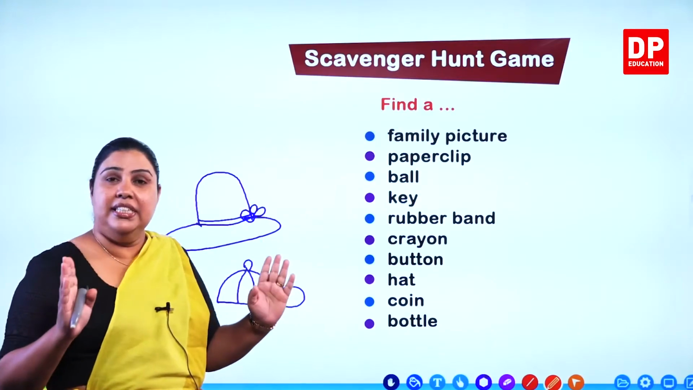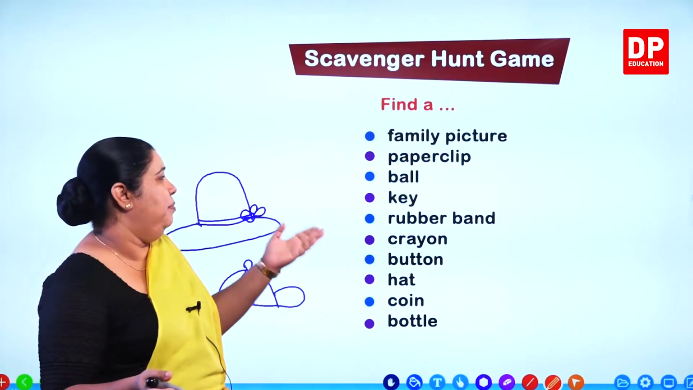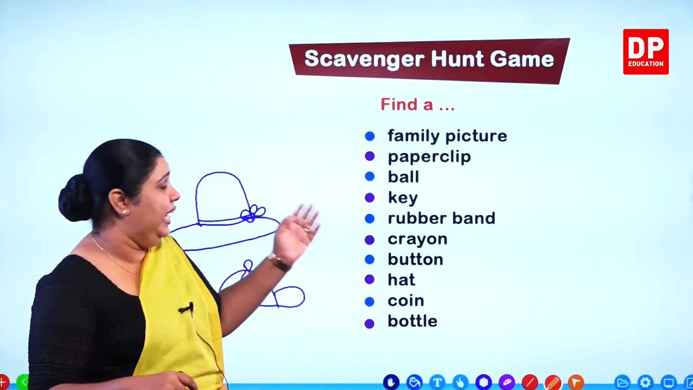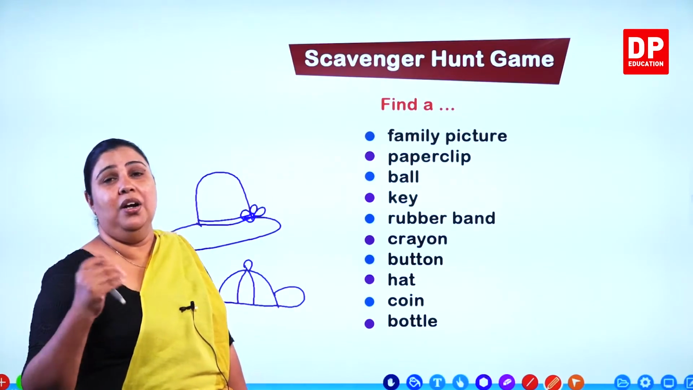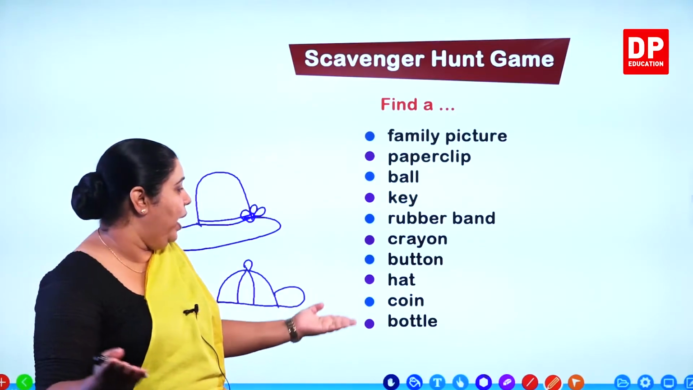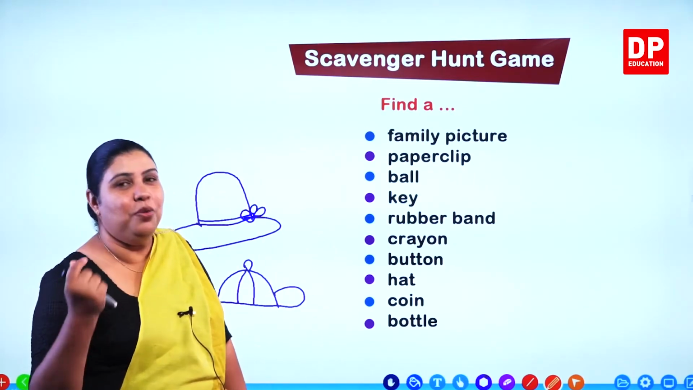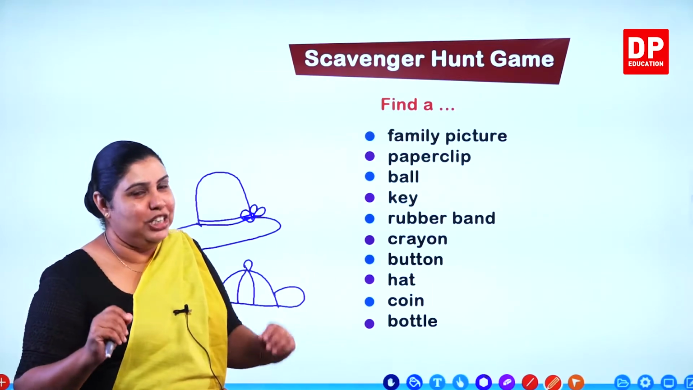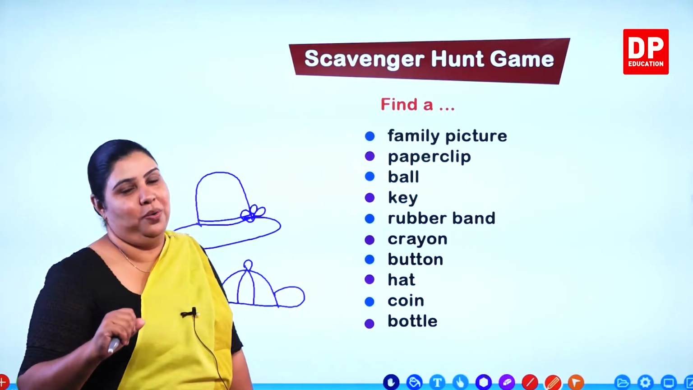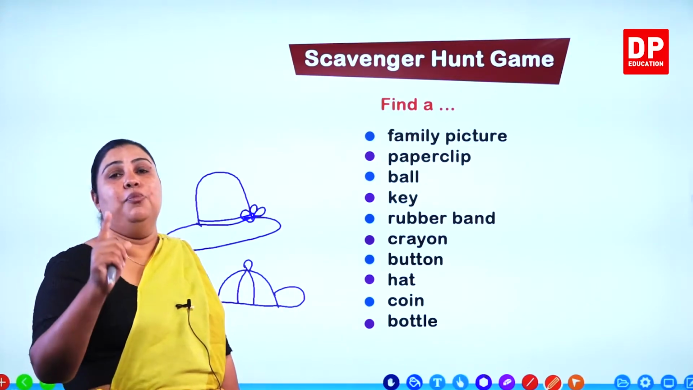Okay, right. Now see children, when we look at the list, family picture, paper clip, then a ball, oh very easy, a key, we can find plenty of keys. But sometimes, all of a sudden, when we say you have to go and bring a coin, go bring a bottle, go bring a button, we should be able to find them quickly. So these games teach you that you always have to be ready to find anything that is in your house.